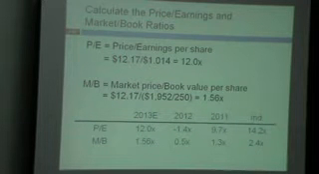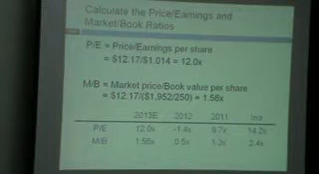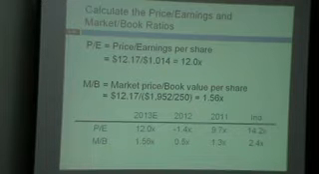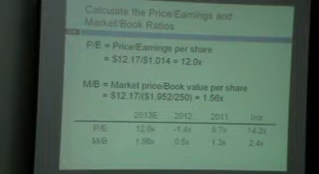Now comparison with the trend analysis as well as with the industry. Price earning ratio in the industry average is 14.2 times, whereas in 2013 it is 12 times. So it is less than the industry average. Market to book ratio, industry average is 2.4 times, whereas in 2013 it is 1.56 times. So both price earning ratio as well as market to book ratio are below the industry average.